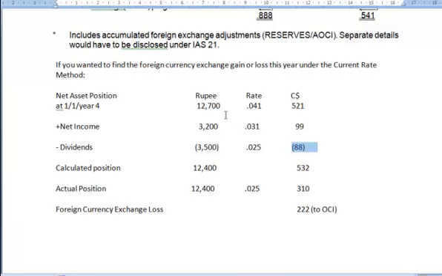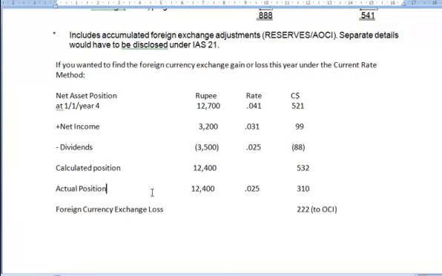And don't forget, we started off with our net asset position at the beginning of year 4. You can take a look at what's in the equity section of the foreign subsidiary at the beginning of year 4, and that's 12,400 when you add the common shares and retained earnings, translated at the then spot rate, which was 0.041, to give you a rounded 521,000 Canadian. So if we add to this opening net asset position our income and deduct dividends, we're going to get a calculated position of 532,000.